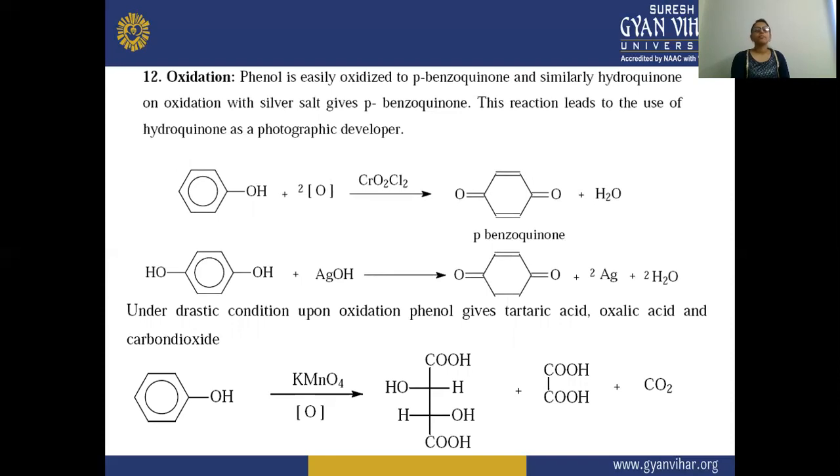So here, if we are treating phenol with oxidation in the presence of KMnO4, potassium permanganate, then there is a formation of tartaric acid, oxalic acid, and carbon dioxide. So three molecules we are obtaining in the drastic condition when treating phenol with KMnO4 and oxidizing it.